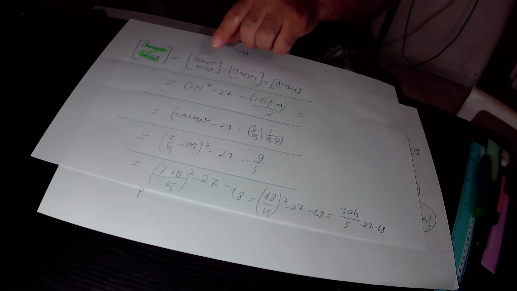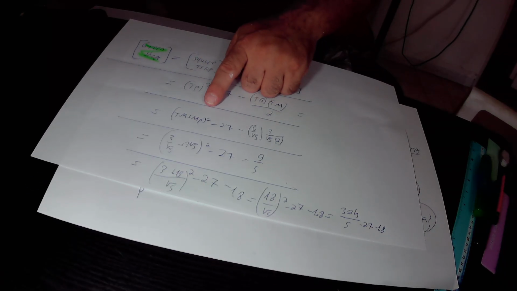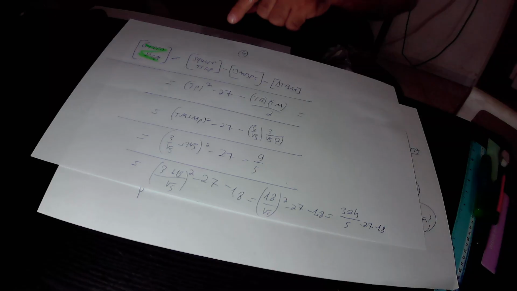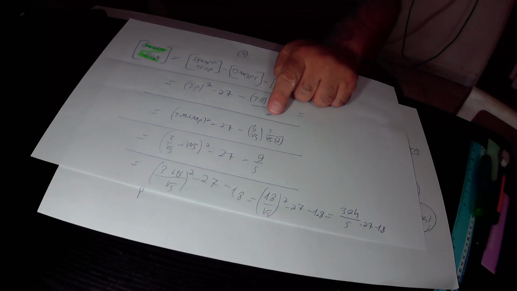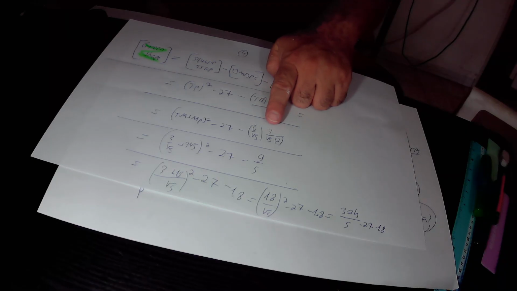TM equals 3 over the square root of 5. MP equals 3 times the square root of 5. And we have to square it, minus 27. 6 times 3 is 18. 18 over 2 is 9. So in the numerator we are left with only 9. And the square root of 5 times the square root of 5 is 5. So in the denominator we have only 5.